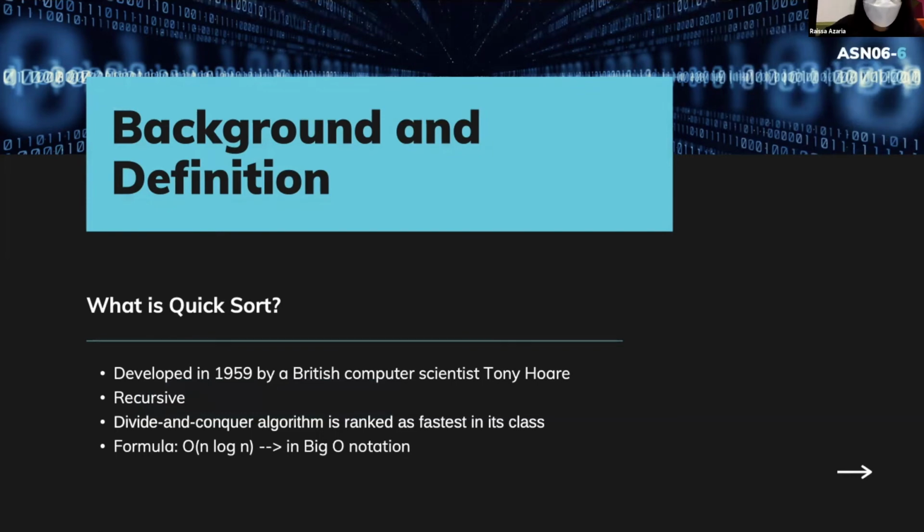So I'm going to talk about the history and background of quicksort. It was developed in 1959 by a British computer scientist, Tony Hoare. Quicksort is a recursive divide and conquer algorithm that is ranked as fastest in its class. It boasts an average time complexity of O(n log n) in big O notation, which, compared to its peers, is pretty fast. And big O notation is a way of measuring how well an algorithm scales or performs as the amount of data it processes grows.